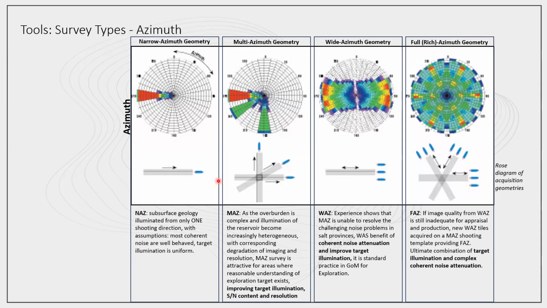So the azimuth, we have surveys coming from narrow azimuth, we'll call it NAZ, narrow azimuth geometry, up to the full azimuth geometry.